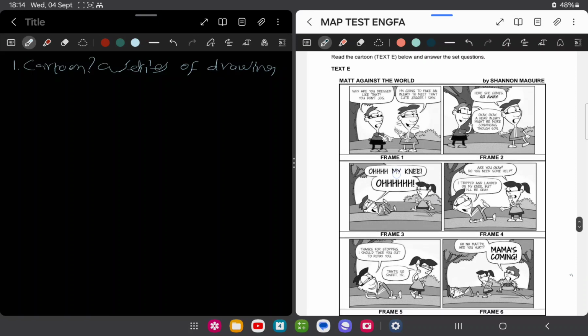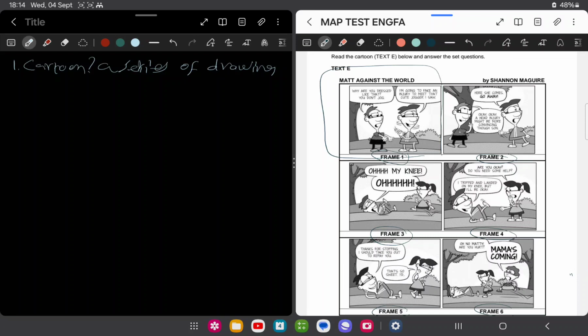Let's look at the cartoon. We have frame 1, 2, 3, 4, 5, and 6. This is a frame. So each separate drawing is called a frame.